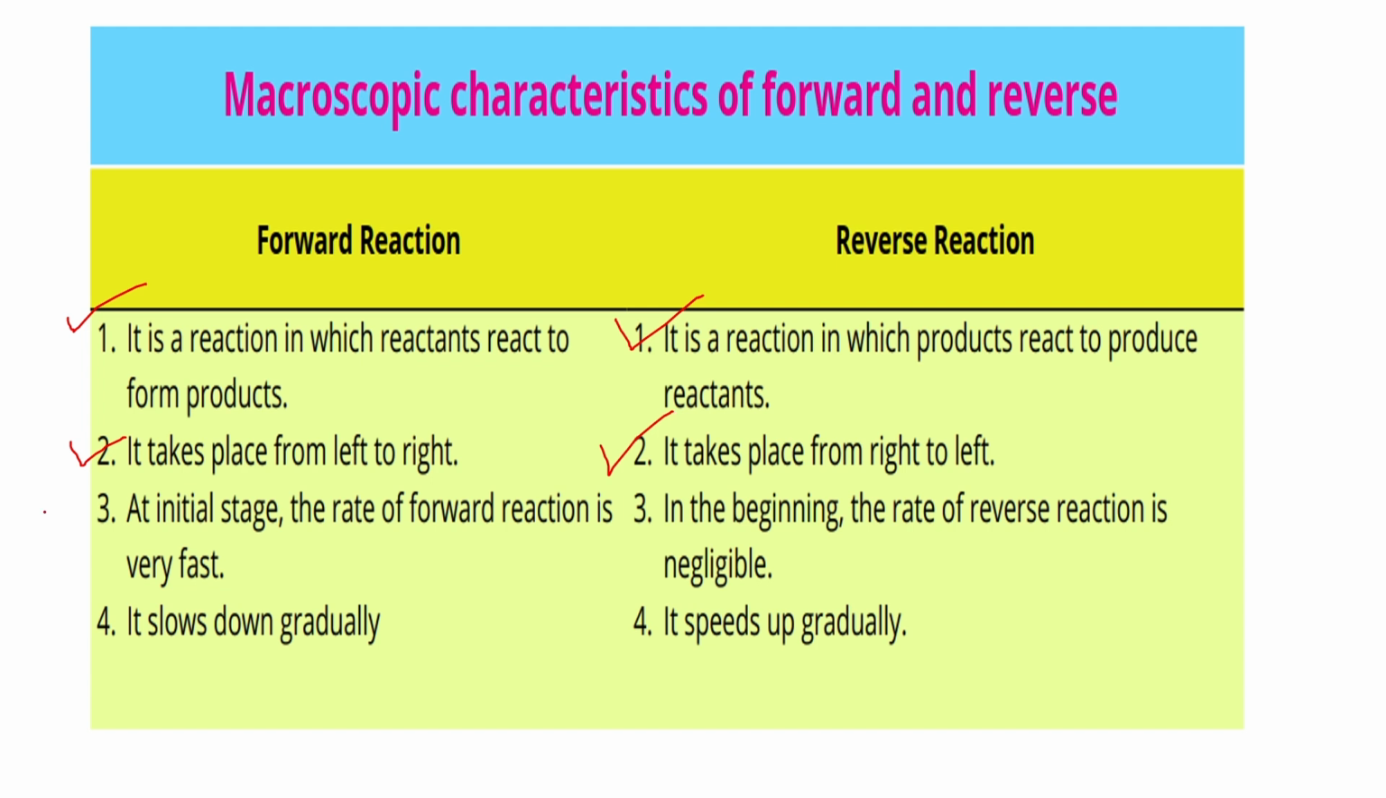The third point for the comparison is that at the initial stage the rate of the forward reaction is very fast. When the chemical reaction starts, its rate is very high, but the rate of the reverse reaction is very negligible in the beginning, but gradually it speeds up. And the last point is about the speed of the reaction: the forward reaction slows down gradually. In the start it is very fast, and with the passage of time it becomes slower and slower. But in the reverse reaction, its speed gradually increases. In the start it is very slow, and with the passage of time it proceeds more and more.